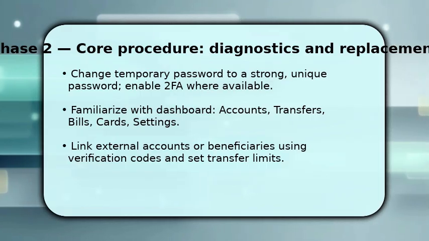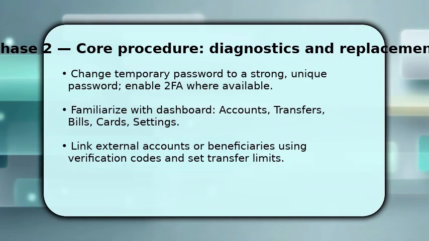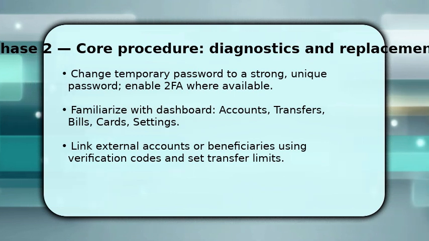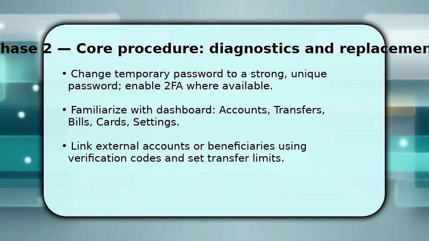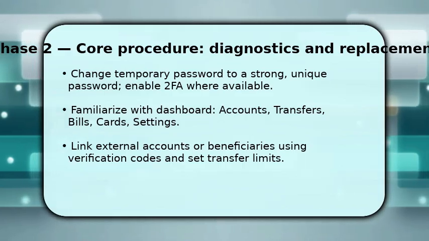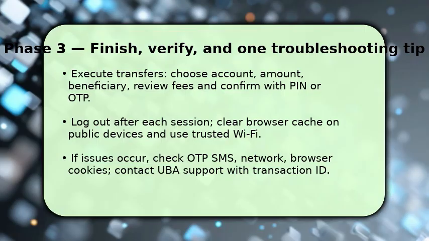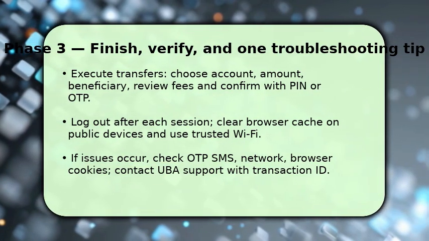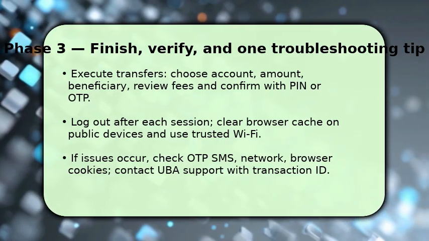To set up transfers, add beneficiaries or external accounts, enter details, confirm via SMS or token codes, and set daily transfer limits for safety. Make sure to save beneficiary nicknames to speed future payments, and monitor. To complete a transaction, pick the source account, enter the exact amount and beneficiary, then review any fees before confirming with your PIN or OTP. After finishing, log out and close the browser.